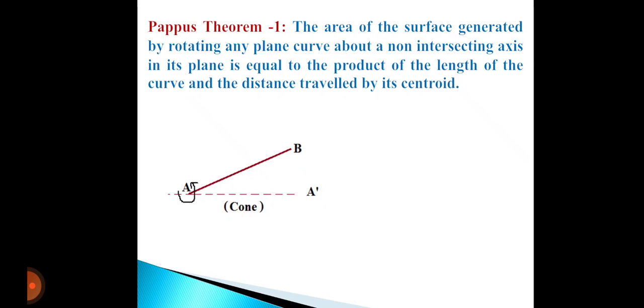For example, the surface of a cone may be obtained by rotating a straight line AB about axis AA'. Similarly, from figure 2, the surface of a sphere is obtained by rotating a semicircular arc ABC about its diametral axis AC.